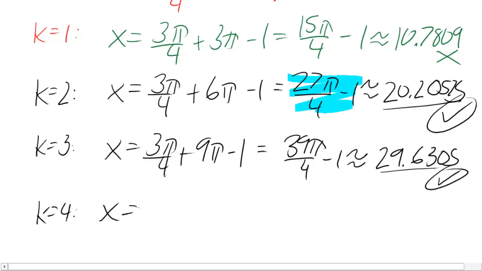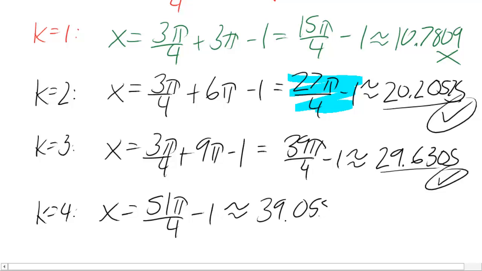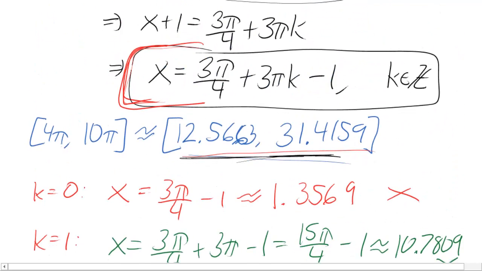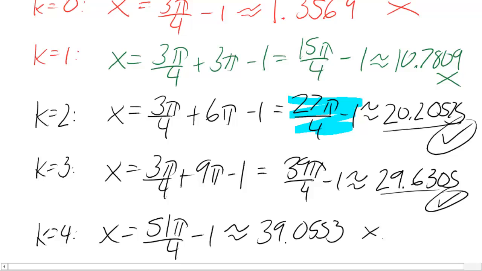Are there others? Let's do k equal to 4. So in this case, once the dust settles, it simplifies to 51 pi over 4 minus 1, which is approximately 39.0553. And that's a problem. That's not in the interval. So once again, even though this is a solution of the original equation, it's not where we want.